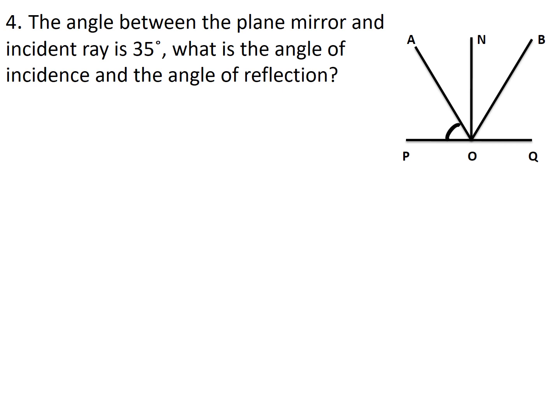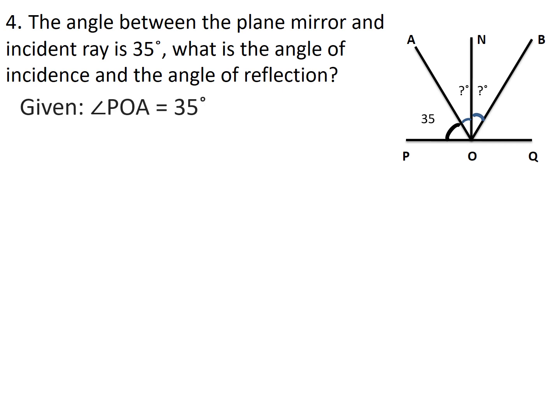So, this is what they have given. Look at it. PQ is a plane mirror, and A is the incident ray. So the angle between the mirror and the incident ray is 35 degrees. So that is what is being given to us. What are we supposed to find? Angle of incidence and angle of reflection. So we have angle of incidence is question mark and angle of reflection is question mark. Okay, so we have only one thing given, we have to find two things from it.